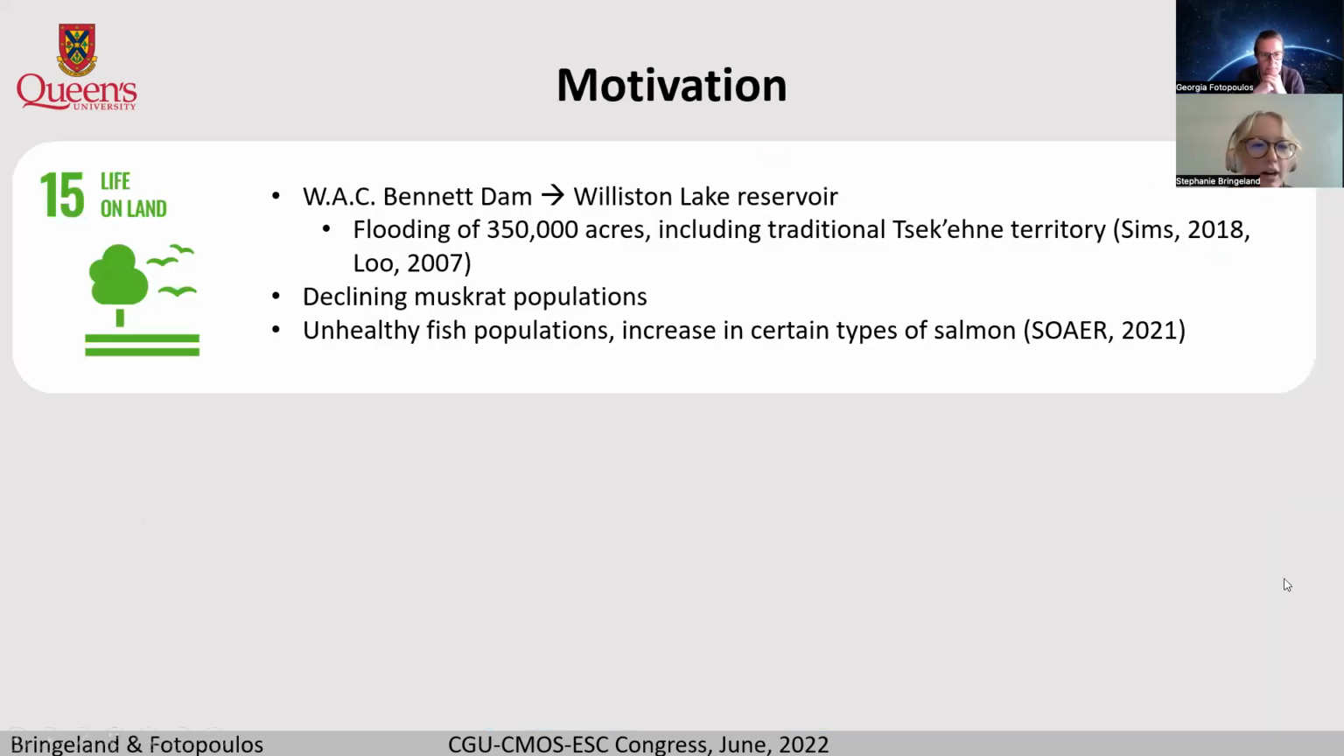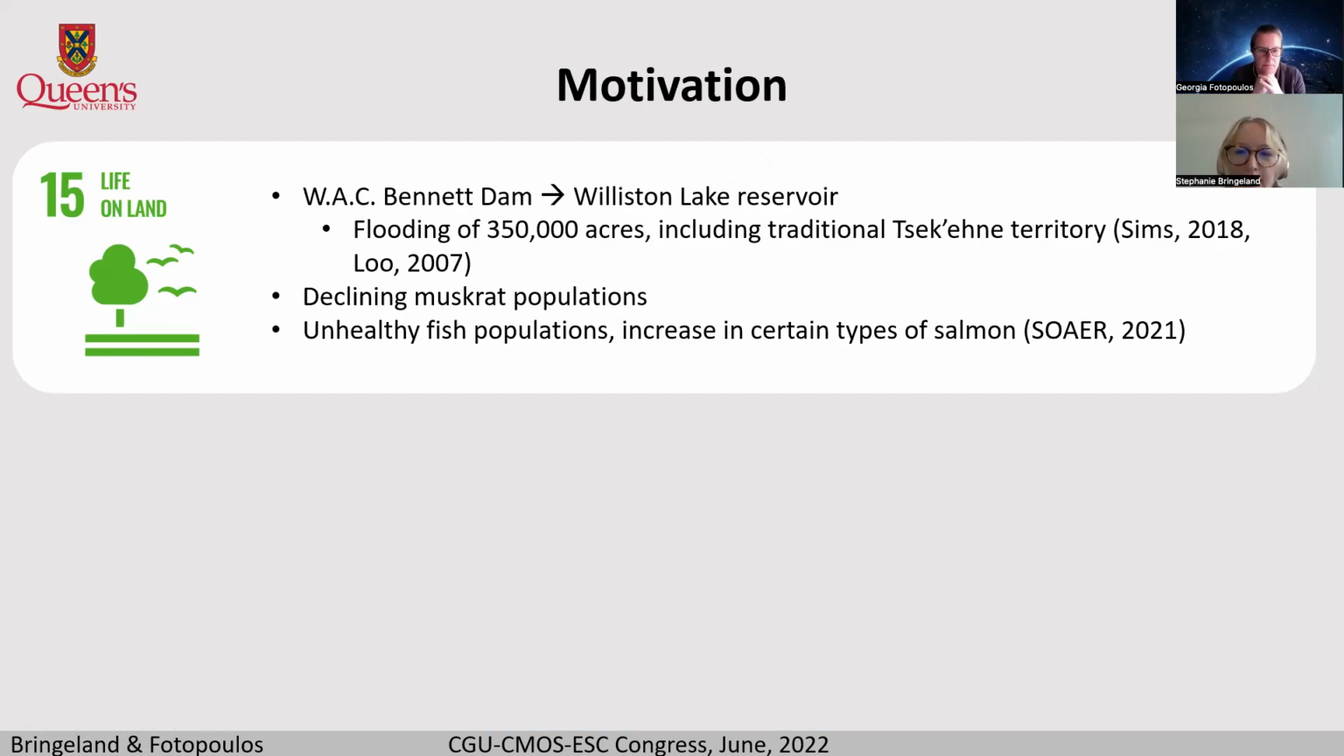So I'm going to go through just a few local examples, local to the Mckenzie River Basin, for each of the Sustainable Development Goals, just to go through the motivation behind this study and this case study in particular. So first, looking at the WAC Bennett Dam, which created the Williston Lake Reservoir.